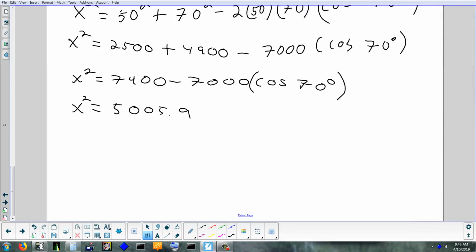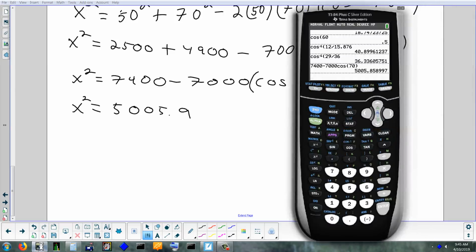5,005.9, roughly. Now, that's not the distance between the houses, that's the distance squared. So last step: square root. Yep, we'll take the square root. Now, I'm not going to type the square root of 5,005.9. I'm just going to do the square root of the last number that was on the screen, so it's going to be a little bit more accurate. So it's 70.75. We can round it to that.